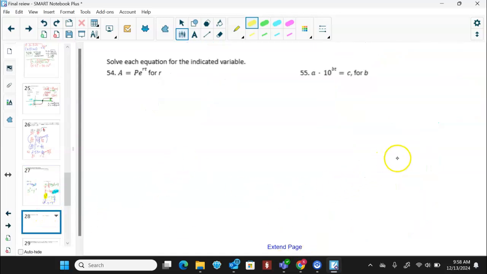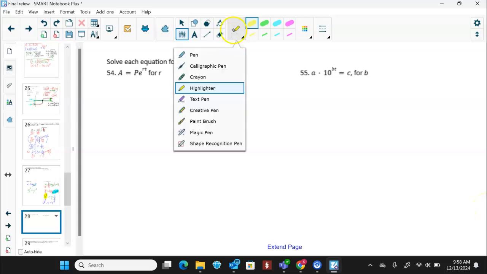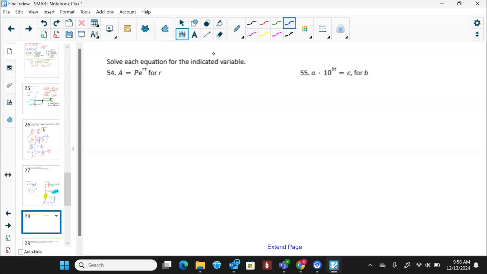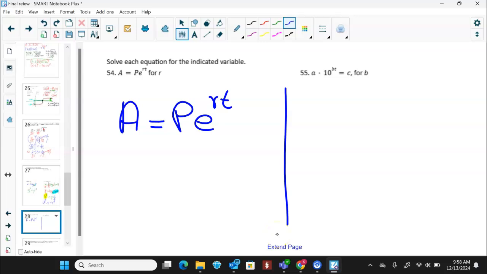All right, next question, 54. Solve each equation for the indicated variable. You are solving for r. So the same principle, it just now has letters. So if you have A = P e^(rt), you're solving for r. Now I'm going to do side by side just to show you.